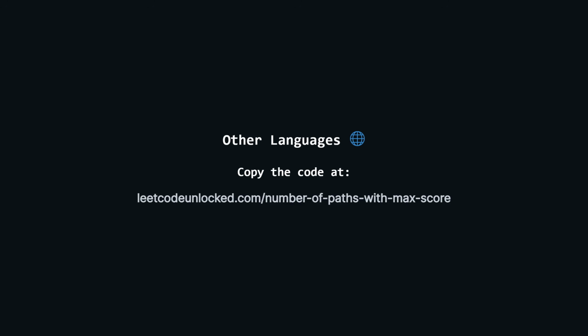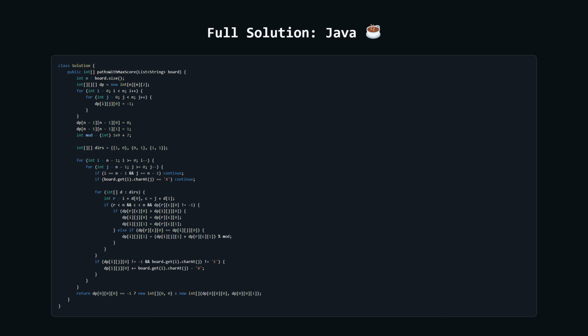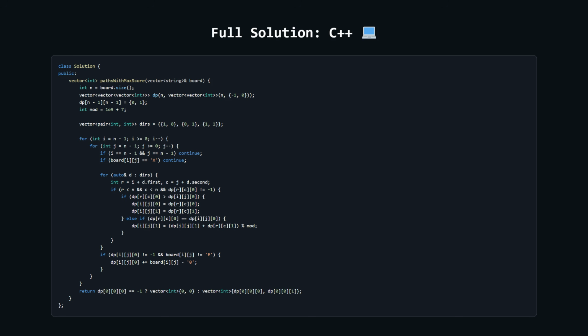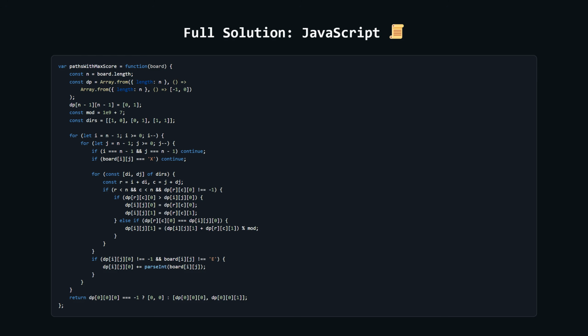That covers the Python logic. I'm going to show the Java, C++, and JavaScript translations next, but you can copy and paste all of these directly from leetcodeunlocked.com to save yourself some typing. Here is the full solution translated into Java. Next up, here is the C++ version. And finally, here is the solution translated into JavaScript.